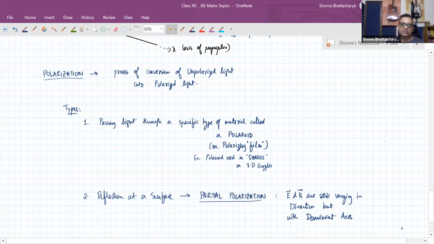So that means, for example, if the axis of polarization is the y-axis for the electric field, so the electric field in general will be in the yz plane, but such that the y component will be much more than the z component. It will be dominant compared to the z component.